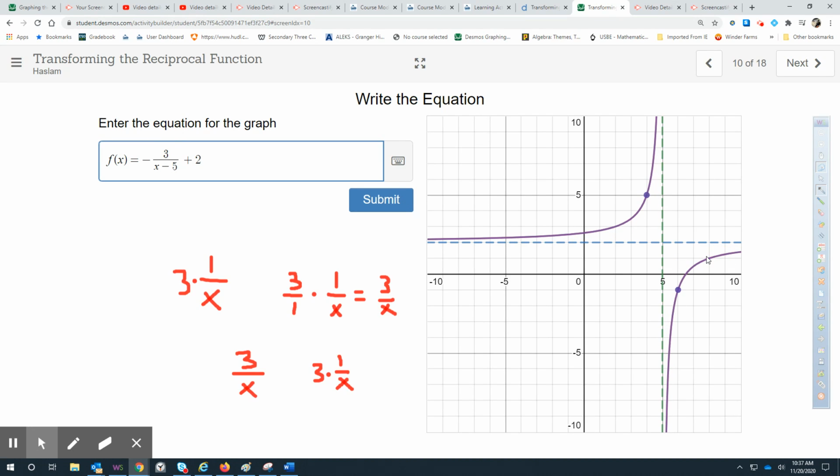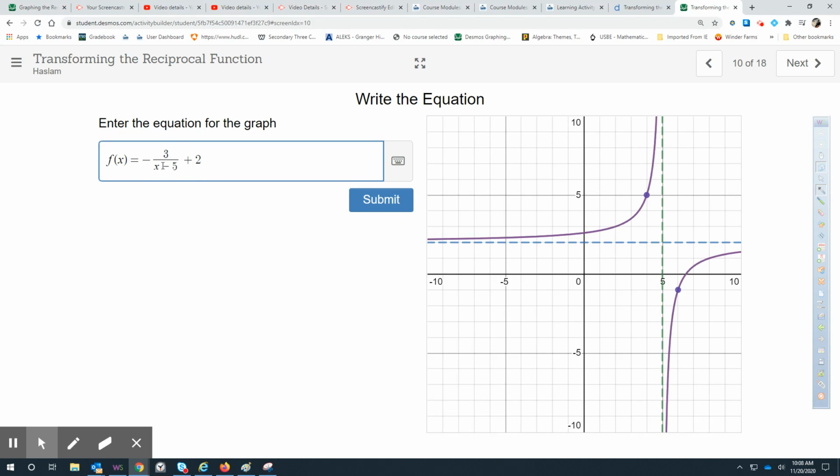And there we go. And so this was moved to the right 5. It was moved up 2. It was flipped upside down over the asymptote. And it was made 3 times taller than it normally is. Okay, so that is how we would transform this graph. This would be the equation that would make that graph look the way it does.